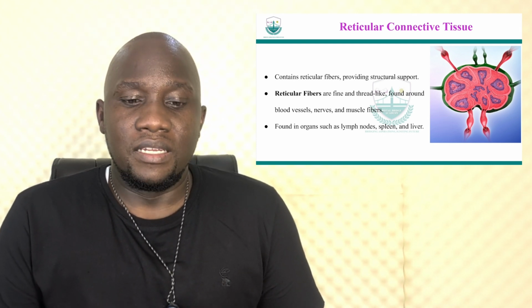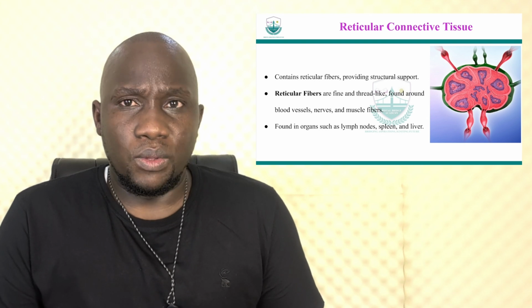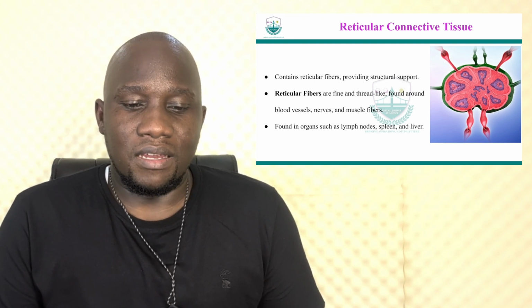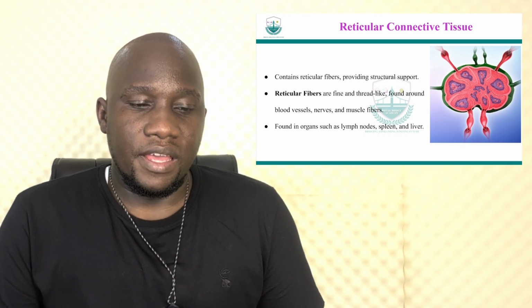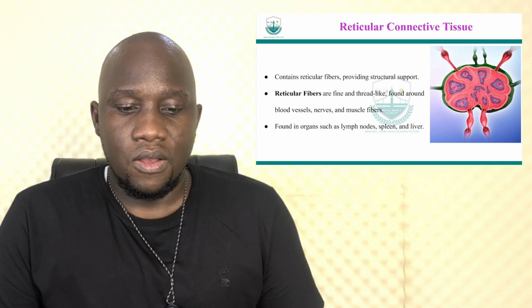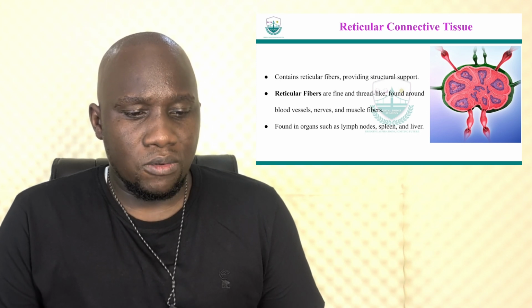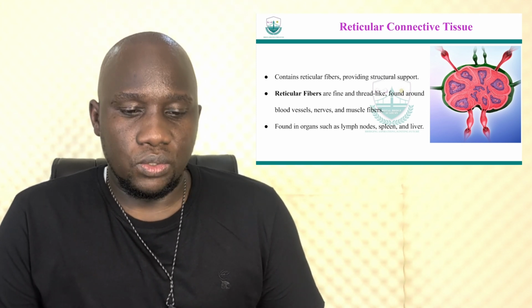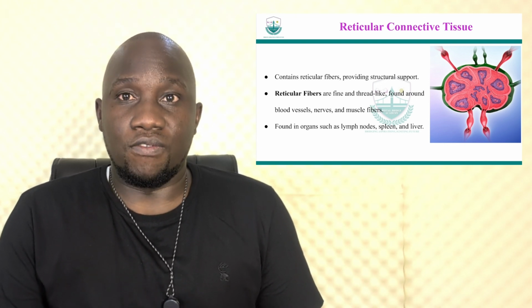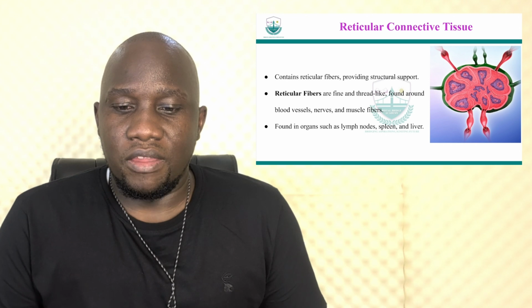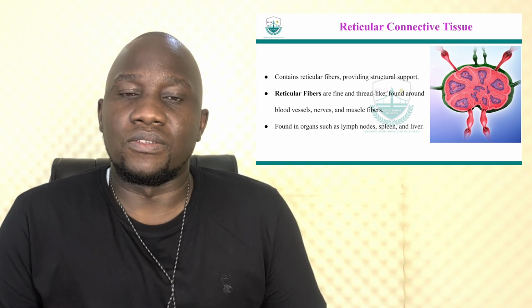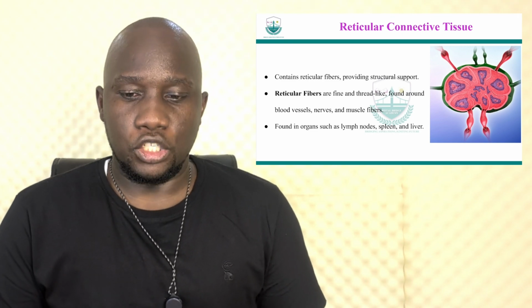These provide structural support. They are very small. That's what we mean by saying they are fine, and they are thread-like. We can find them in blood vessels, nerves, and muscle fibers. We can also find reticular connective tissue in lymph node, spleen, and the liver. On the screen, you have an image of the lymph nodes, and in there, you have reticular fibers. So you have reticular connective tissues.